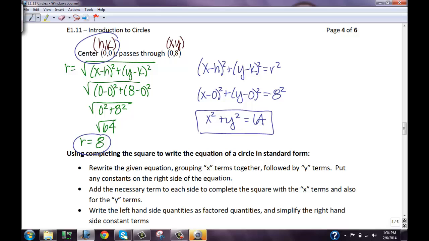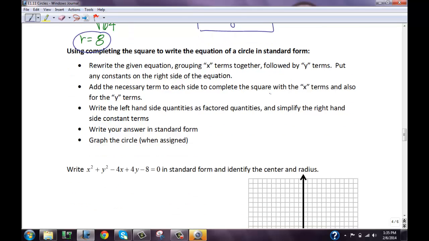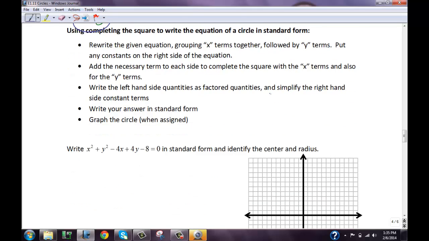All right, so those are pretty much all the types we're going to do where they give us the center, or they give us 2 points, or they give us a center and a point, and we have to figure out how to get it into standard form. The next type is probably more difficult, because they give us an equation of a circle, but it's not in standard form.